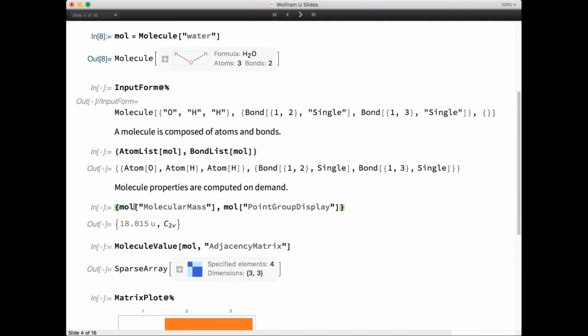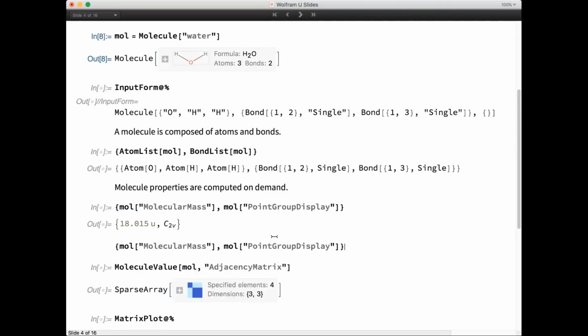to water. So now when we use it as the head of a function, it's called a subvalue in technical speak in Wolfram Language. So we're asking for the subvalue of this object. In this case, we want to know its molecular mass or its point group, right? Water has a molecular mass here of 18 unified atomic mass units, and then a point group of C2V.